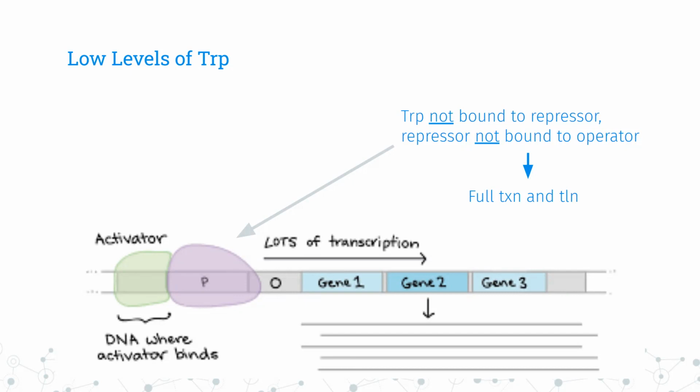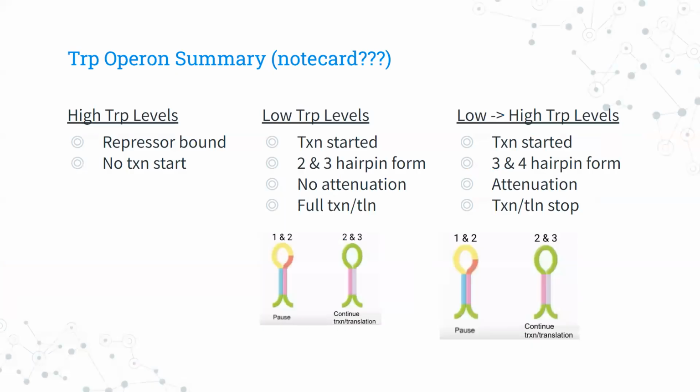But if only the 2 and 3 form, what really happens is the ribosome senses it. Because there's no attenuation, the polymerase keeps going. It breaks that hairpin, and it just keeps going. When anti-termination happens, which is the attenuation of 2 and 3, the ribosome keeps going and breaks that. It's a really big structure, and it just completely overruns it.